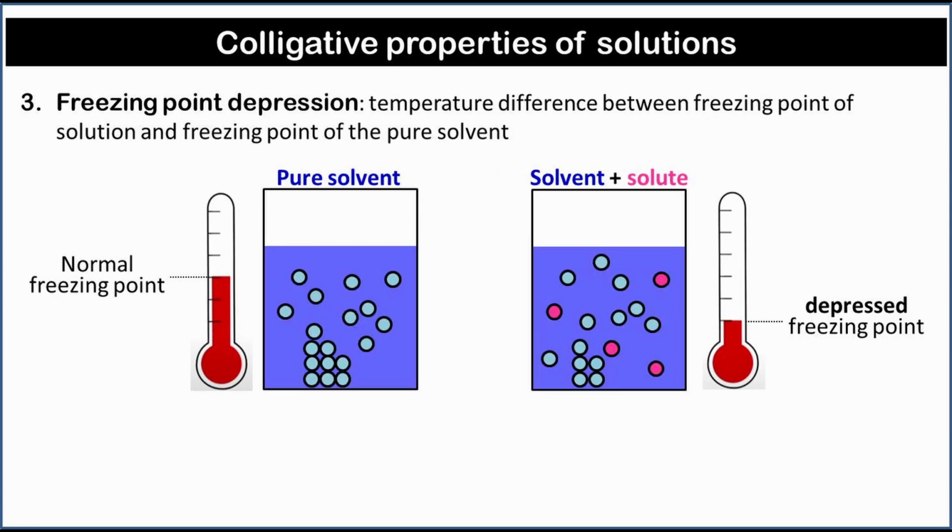The freezing point depression is defined as the temperature difference between the freezing point of solution and the freezing point of the pure solvent. The particles in a solid form an orderly pattern when a substance freezes. The presence of a solute in water makes it more difficult for the water particles to form this pattern. More kinetic energy must be taken out of a solution before it freezes. As a result, the freezing point of a solution is lower than the freezing point of the pure solvent.